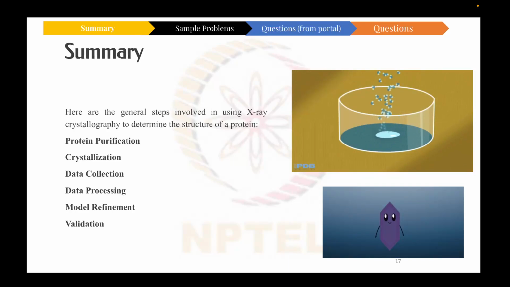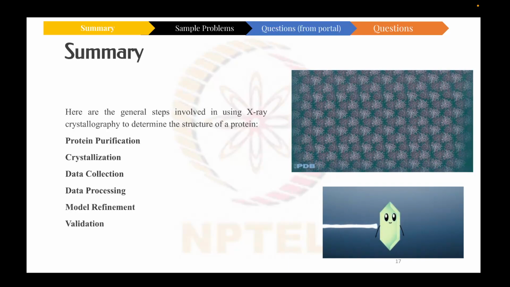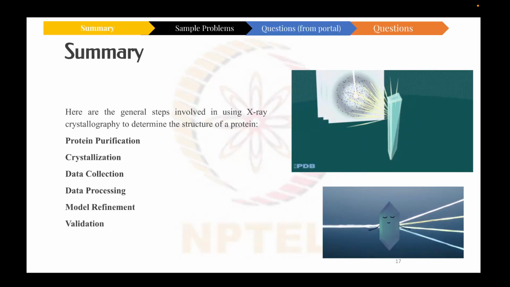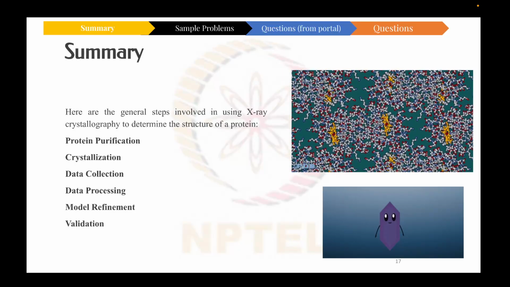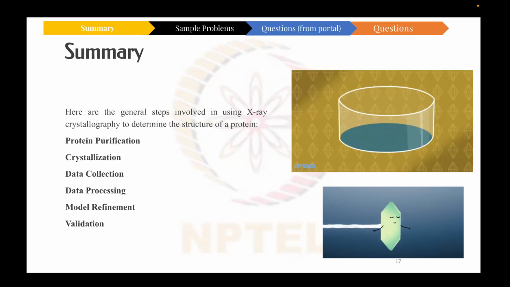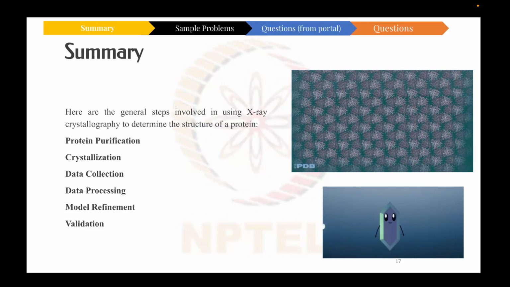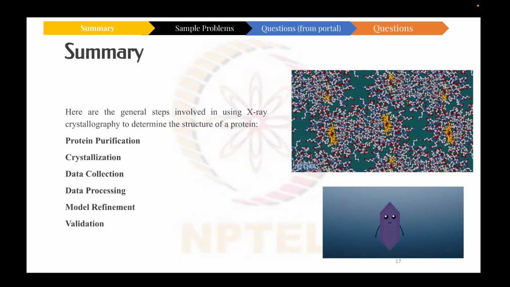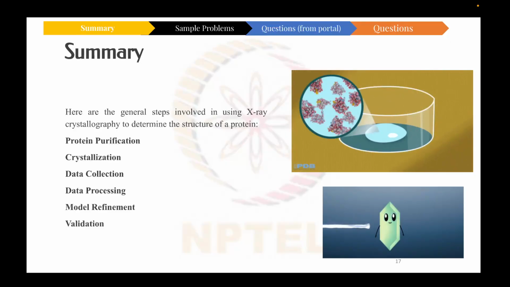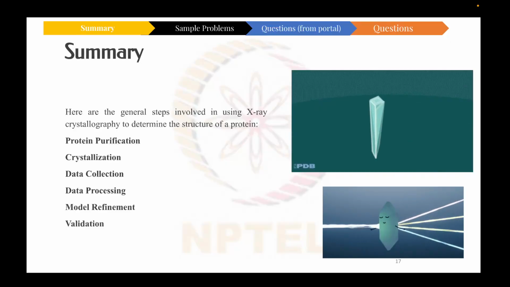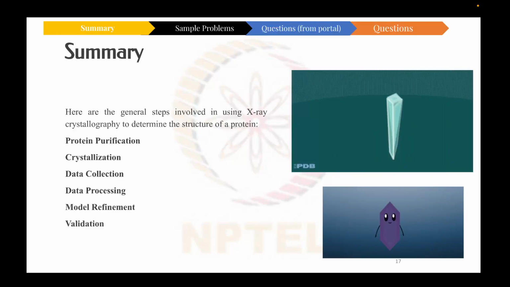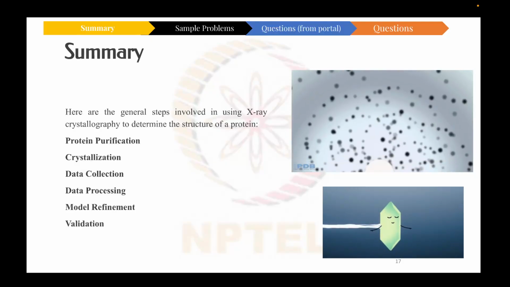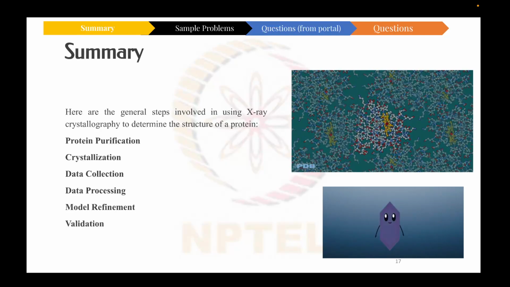So in this section I want to talk about X-ray crystallography for some more time, because if we observe any database of known protein structures, most of the protein structures are determined through the X-ray crystallography method. It is a powerful method used to determine the atomic level structure of proteins. Here I have mentioned some general steps involved in using X-ray crystallography to determine the structure of a protein.